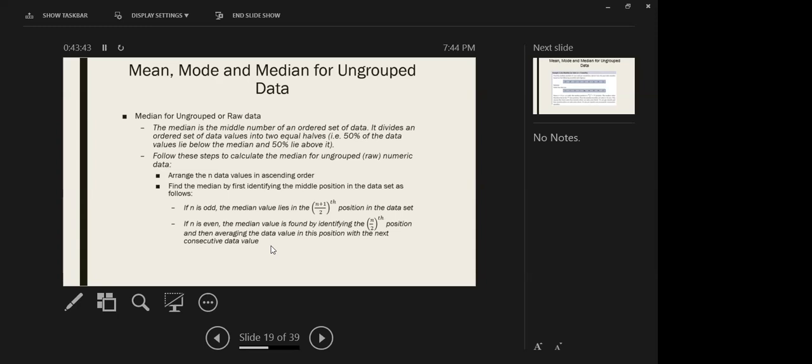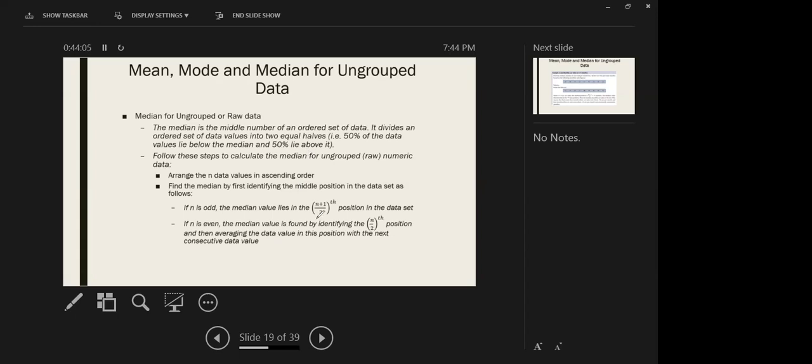When you do that, identifying the middle position now differs depending on the number of data values that you've been given, right? So if your n, which is your number of data values, is odd, like in this case, there were 7 students that wrote a spelling test, then you have to use this formula, right?